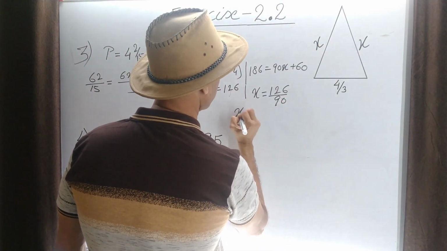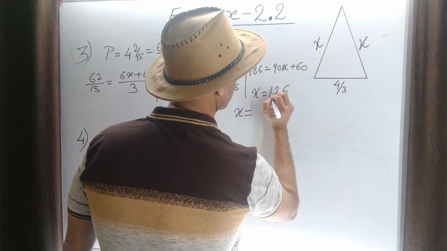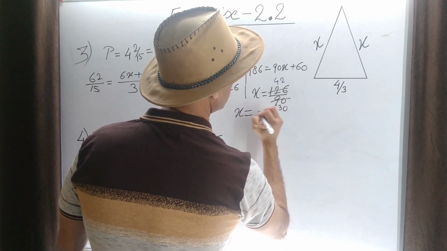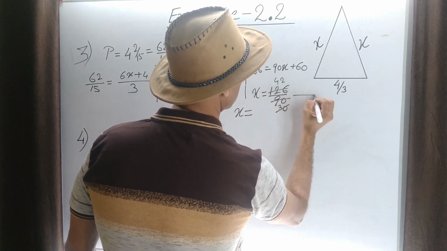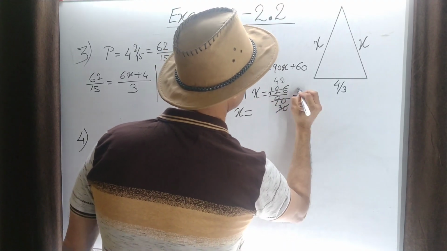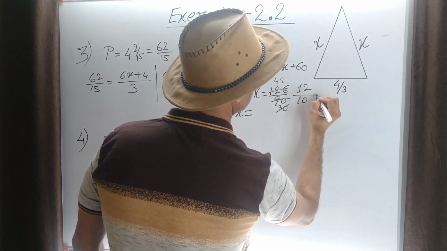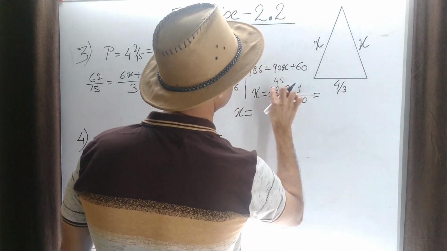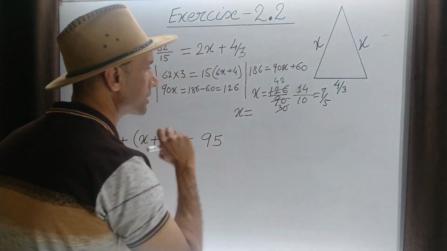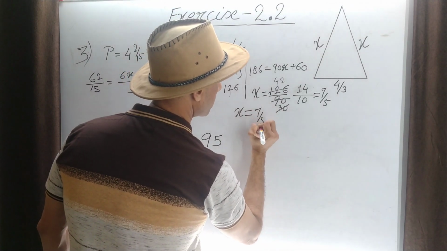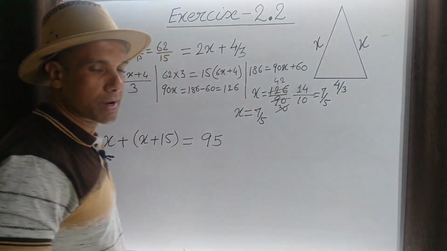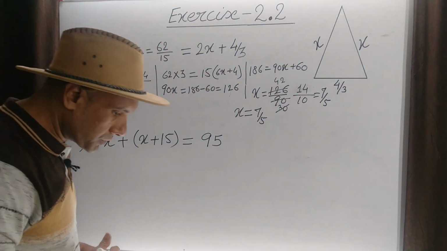We solve this, so we get the value of x. We can divide by 3, so we get 42 by 30, again by 3, we get 14 by 10, that makes it 7 by 5. So x is equal to 7 by 5. That is the length of two equal sides of this isosceles triangle. Okay, let's move on to the next question.